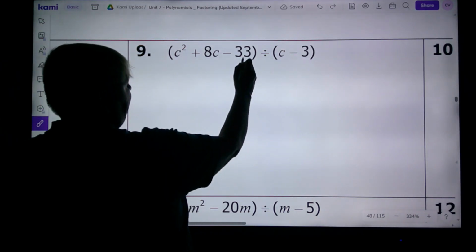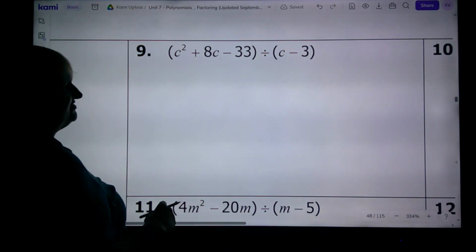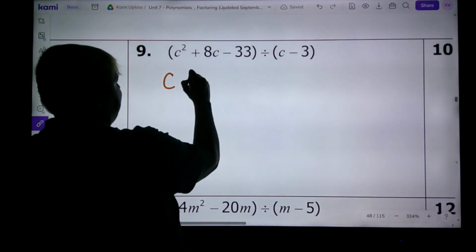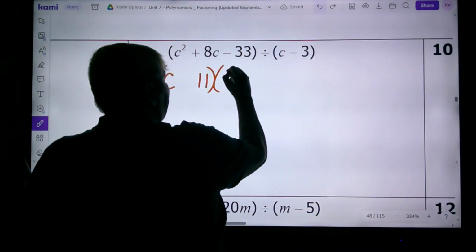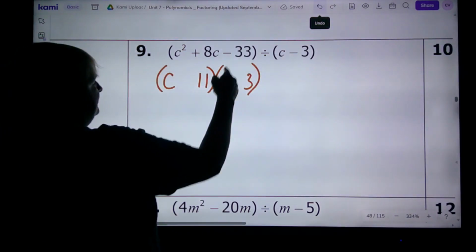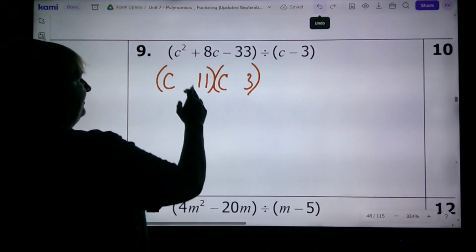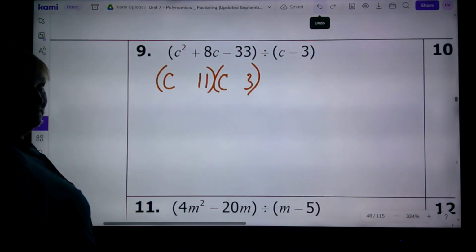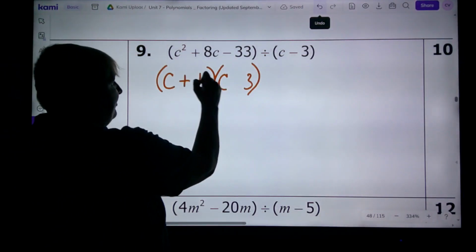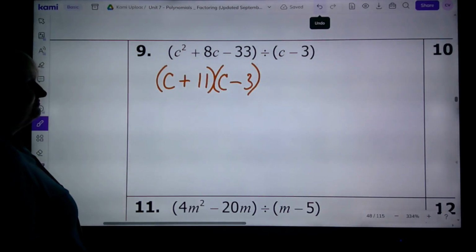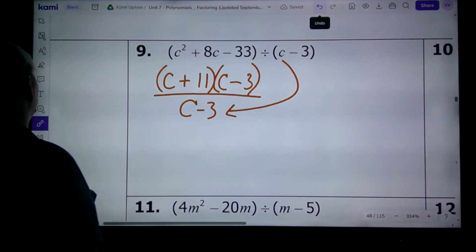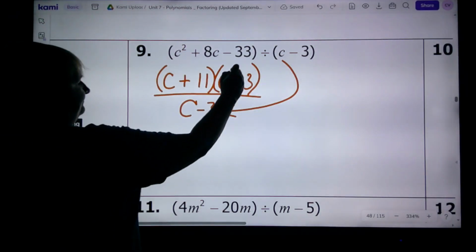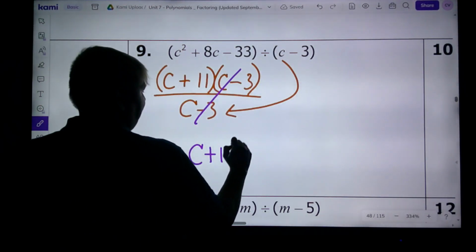Alright, so 33. 11 and 3 is 33. So we know it's going to be c 11 and c 3. The answer is negative, so one of them has to be negative. The middle, the addition, is positive, so the bigger number has to be positive. We're left with c plus 11.